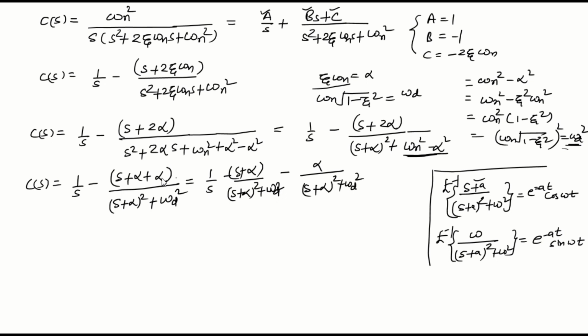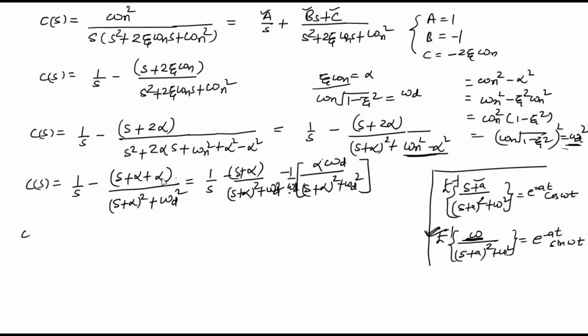Now this second term is still not in the standard form, because there is omega in the numerator. So I'm multiplying it with omega d and also dividing by omega d. Let me write it here. So this is divided by omega d and multiplied by omega d in order to make it the standard form. Now I can take the inverse Laplace here.